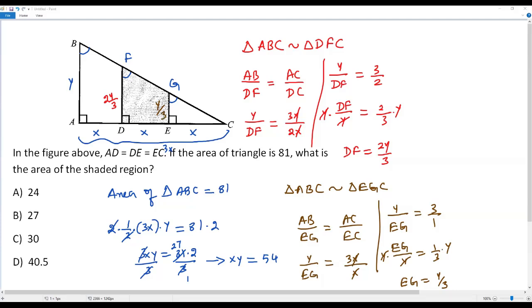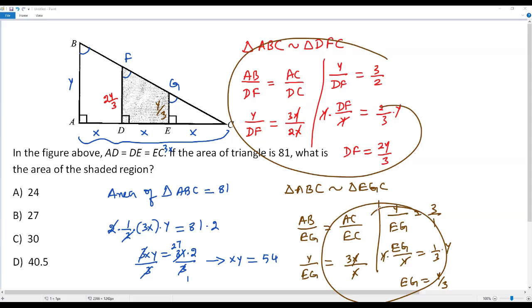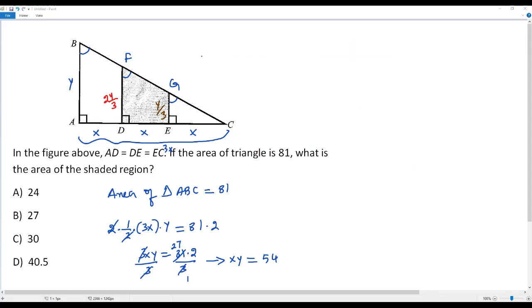Okay, now I know that the lengths of the two parallel sides of this trapezoid, that is the shaded region, are 2Y over 3 and Y over 3. And also this D represents the height of the trapezoid, that is given by x. Now we can use a formula for the area of a trapezoid to get the area of this shaded region. Okay, now let me erase this stuff and continue the problem. Okay, now let me find the area of this shaded region, that is a trapezoid. Let me write the stuff over here.